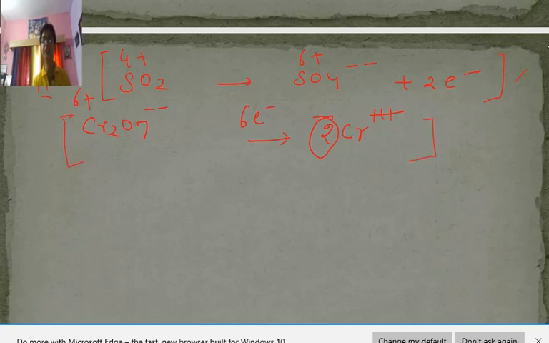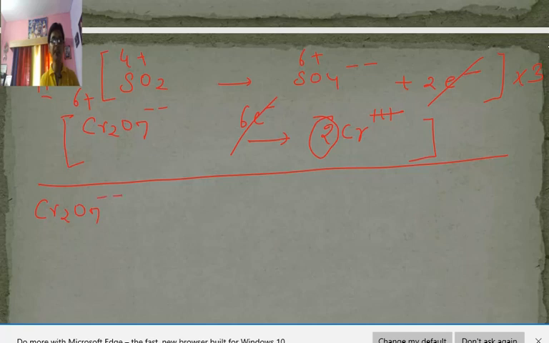Then equation number 1 is multiplied by 3 and balanced, so that the 6 electrons cancel. Dichromate ions Cr2O7 2 negative plus 3 SO2 change into 3 SO4 sulfate ions plus 2 chromium ions. First observe the number of oxygen. Is it balanced on both sides, yes or no?